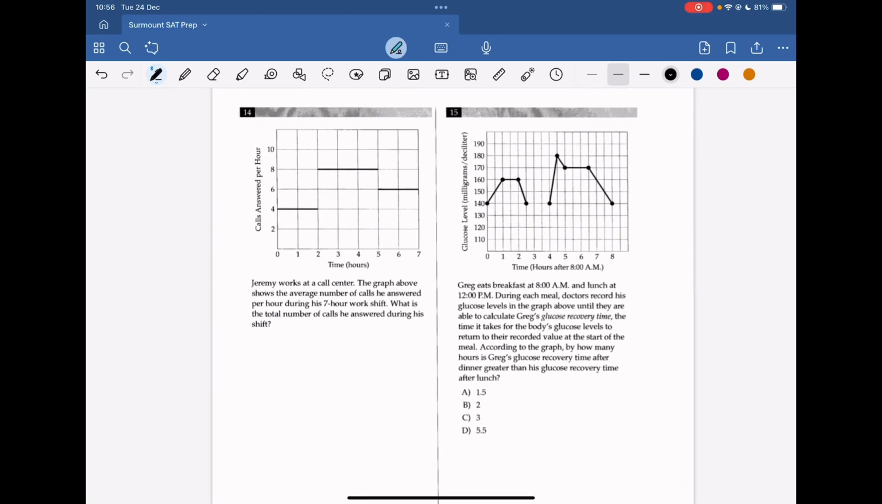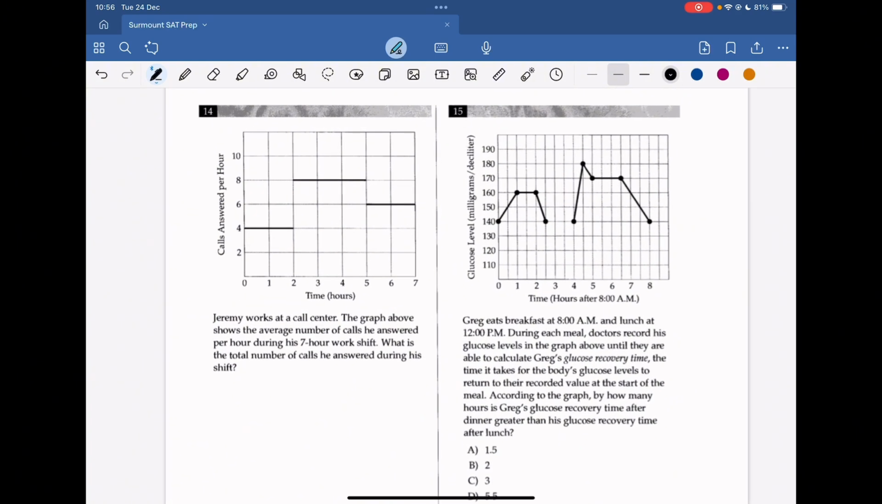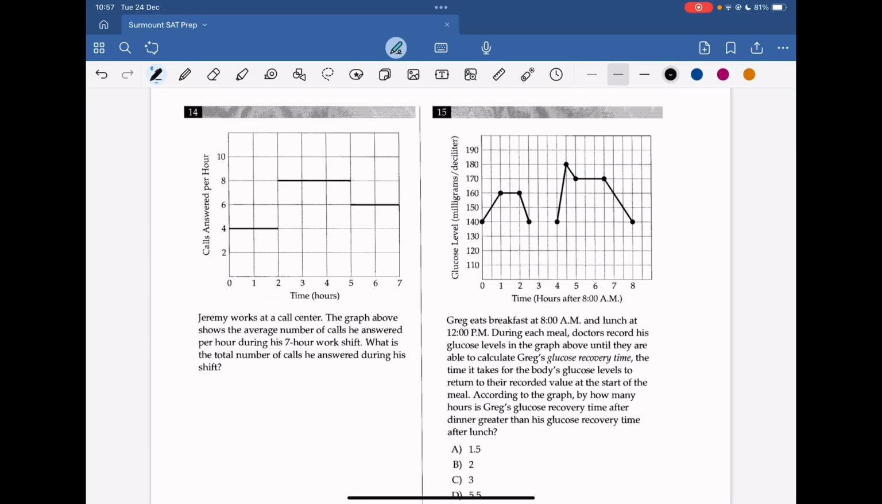Okay, let's move on to question 14 here. Jeremy works at a call center. The graph above shows the average number of calls he answered per hour during a 7-hour work shift. What is the total number of calls he answered during his shift? During his first 2 hours here, he answered 4 calls an hour, right? So it's 4 times 2, which is 8 calls.